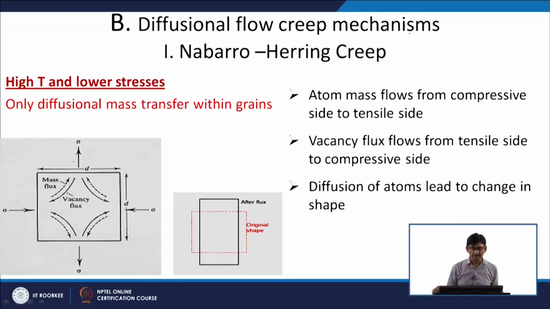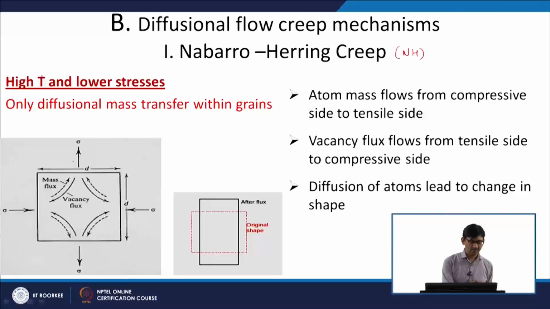Now, the second one is creep through diffusional mechanism, the diffusional flow creep mechanism. In this there are a couple of mechanisms. So, first is Nabarro-Herring creep, or we also call it NH. And this is applicable at high temperature and lower stresses. So, how is high temperature helping here? We already know at high temperature you will have more equilibrium vacancy concentration, and because this is a diffusional flow, that means you will need vacancies for diffusion of atoms.